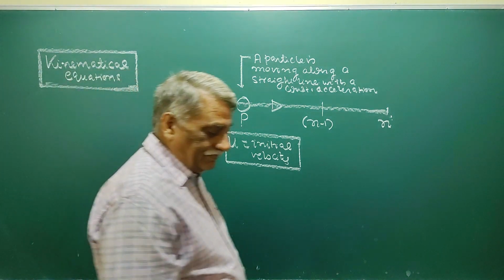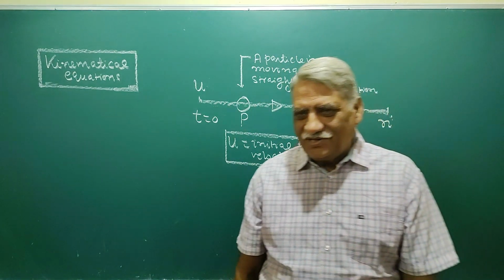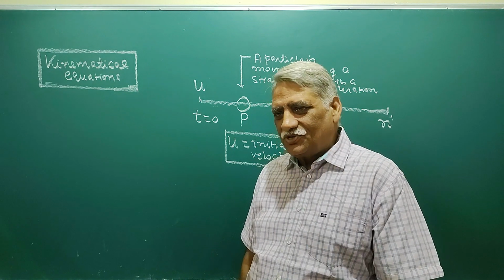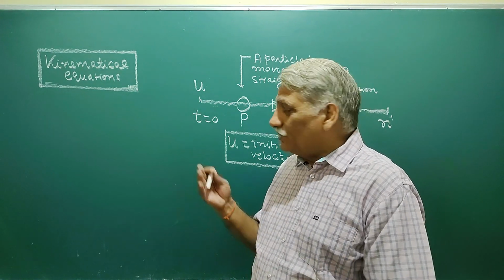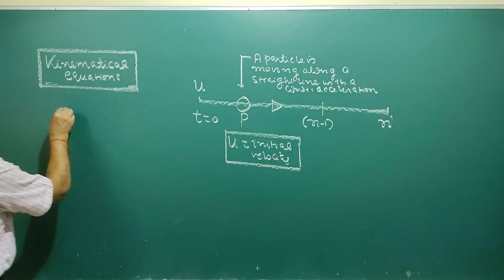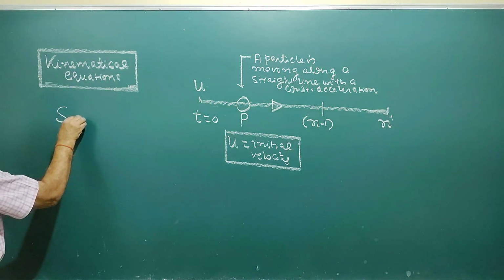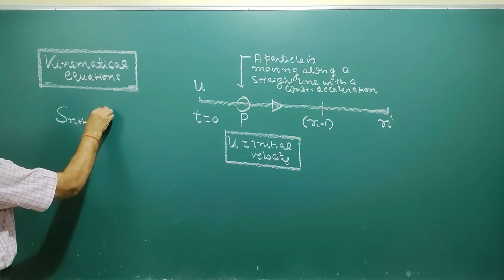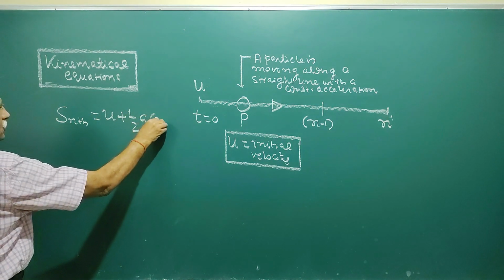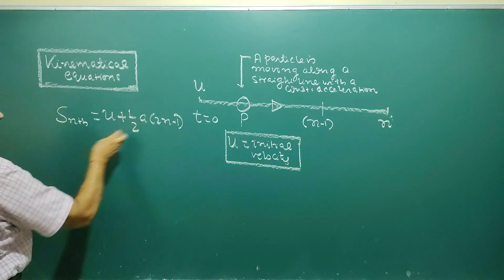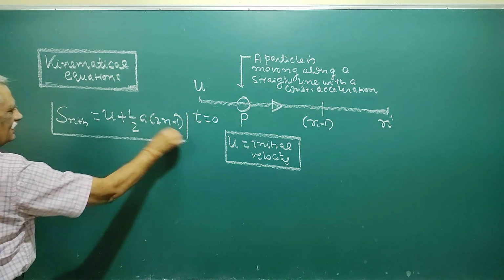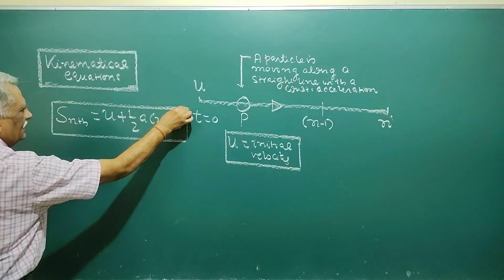We are discussing kinematical equations, right? Three equations we have discussed already. Fourth के बारे में बात करनी है ना? And that equation is S_nth is equal to u plus half a (2n minus 1), right? This is the equation.